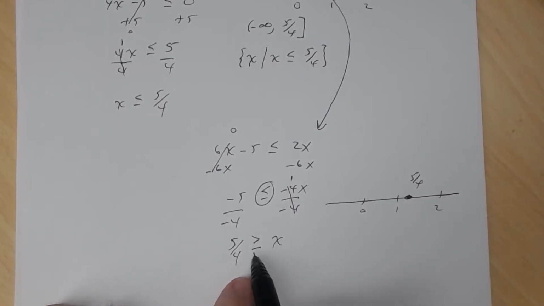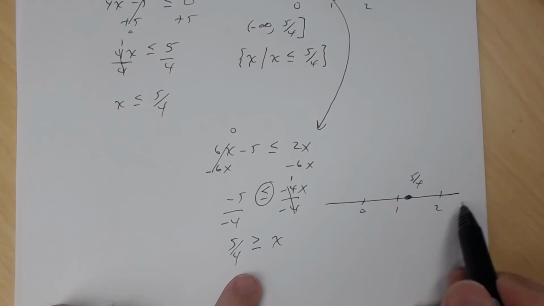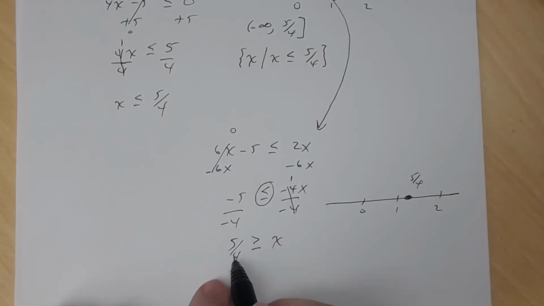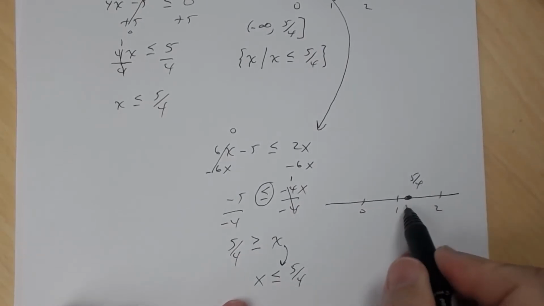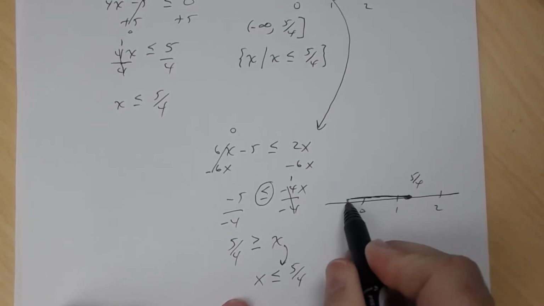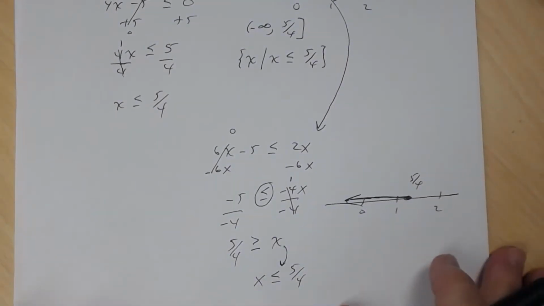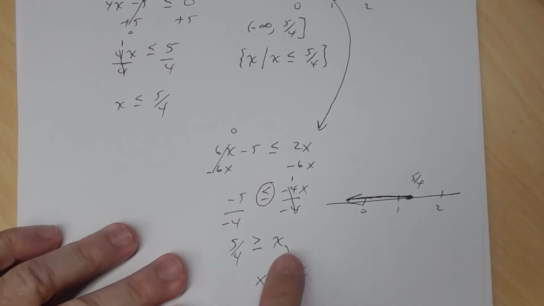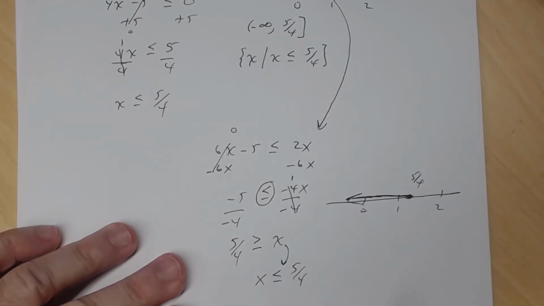You have to be careful because some students, when they put the variable on the right-hand side, mess up because they see the words greater than or equal to and they want to go to the right. So 5/4 is greater than or equal to x is the same thing as saying x is less than or equal to 5/4. And so then you would shade everything to the left. So just be careful when you bring variables to the right-hand side with inequalities.